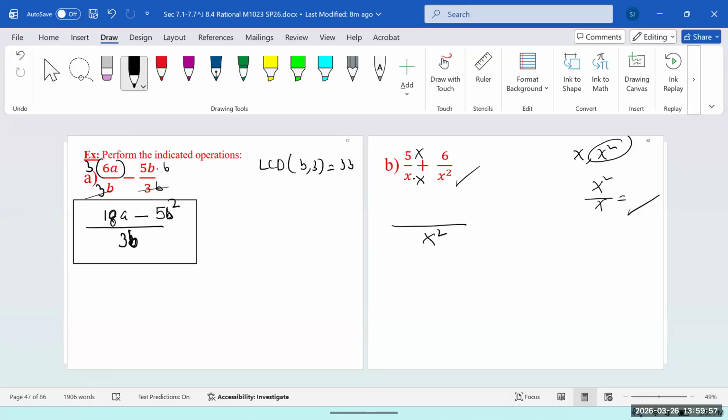Now we combine our numerators. What is our first numerator? And then we are adding or subtracting, which one? Adding 6. Can we factor out anything? Between 5 and 6, is it anything factorable? So we stop. If it is 5 and 10, then we would factor. But 5 and 6, no. So we have 5x plus 6 over x squared.